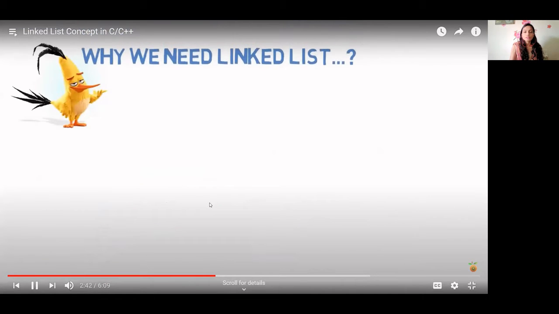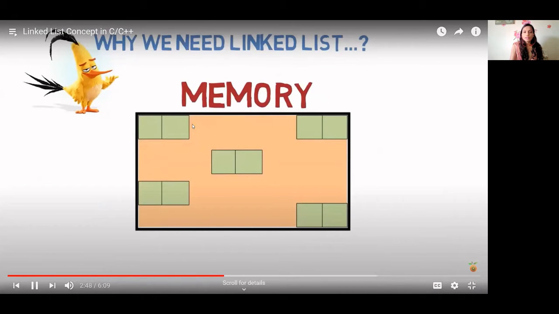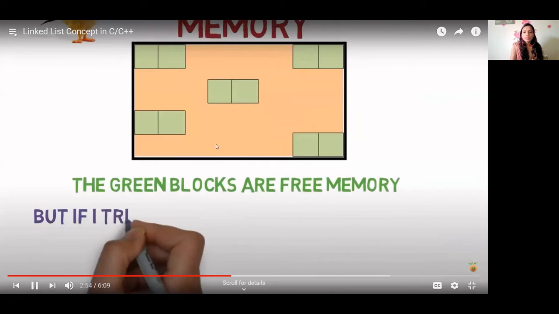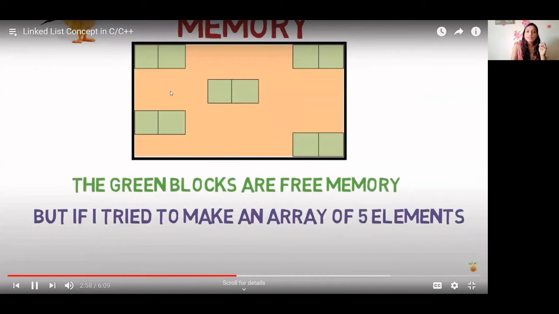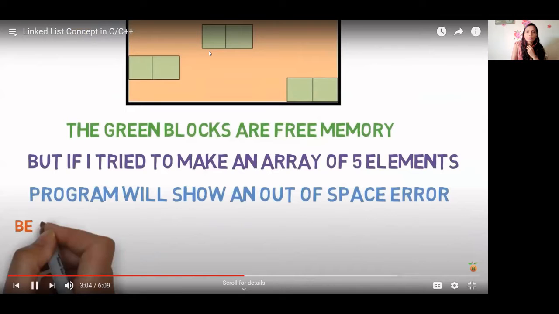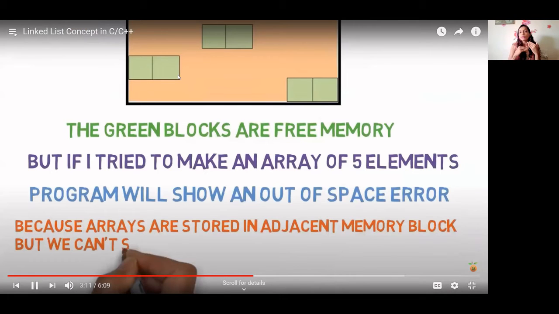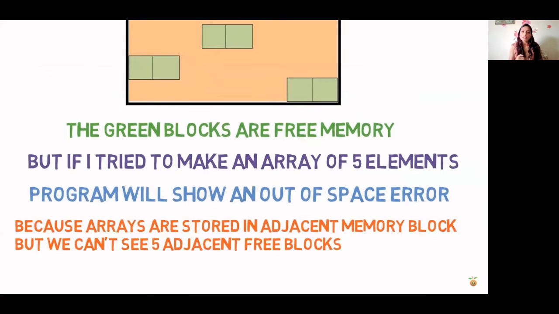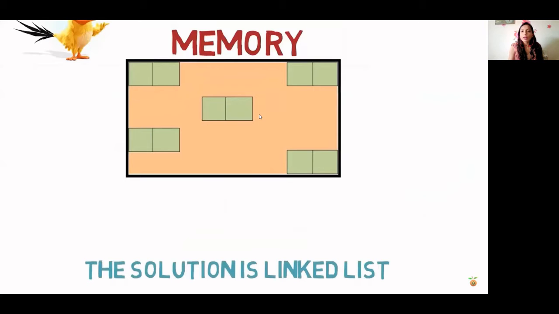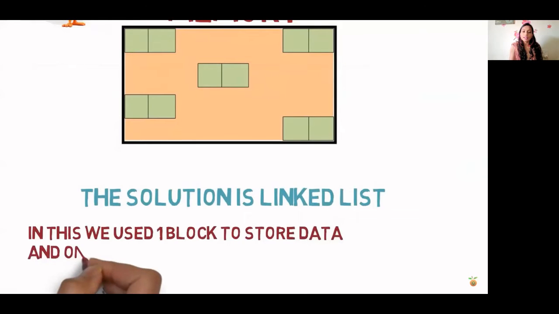So now let's see why we need a linked list. Assume this is your memory space. Green blocks are free memory. If you try to make it as an array, we could not, because we wanted memory in continuous space. But we can make a linked list using this because we can give the address anywhere. Whereas in an array, it should be one after the other, sequential. We will not specify the next element address. But in a linked list, even if it is any part of the computer's memory, we can join. That is why we need the linked list.